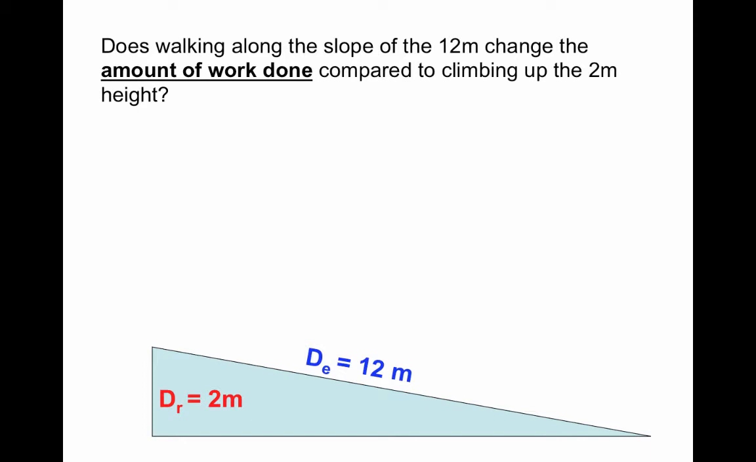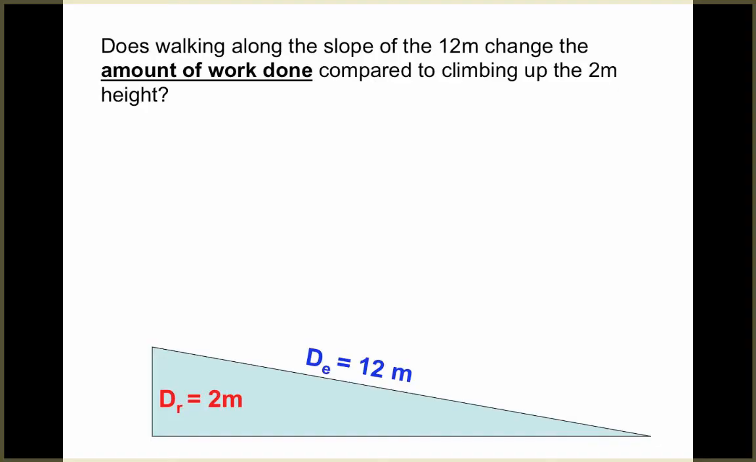Okay, so the second part of this question asks, does walking along the slope of the 12 meters change the amount of work done compared to climbing up the 2-meter height? Well, let's think about if we have a person who's up here. So we have a person standing up at the very top here. How much work was done to get him up there? Does it matter if he climbed up the side here or walked up the ramp over here?